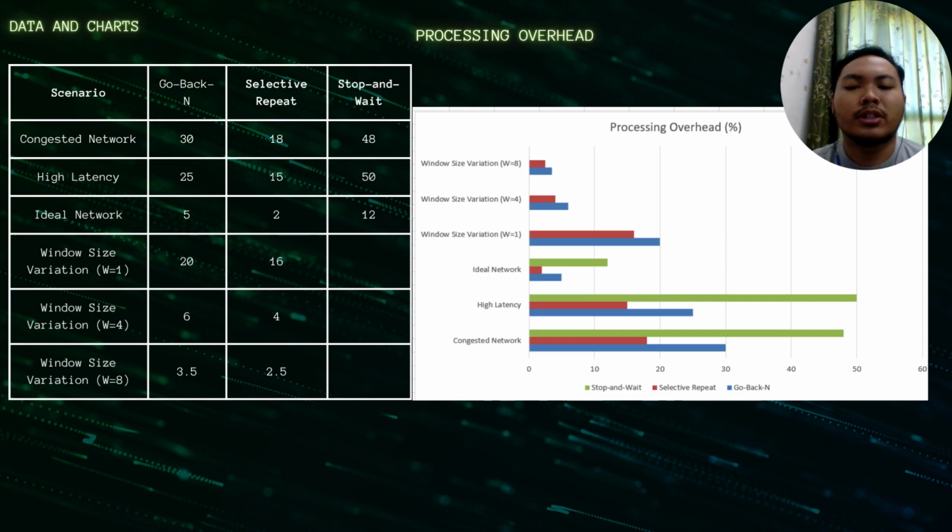As for the conclusion, Go-Back-N has the lowest processing overhead, making it a more efficient choice in scenarios where resource usage is a concern, despite its poorer performance in congested networks.